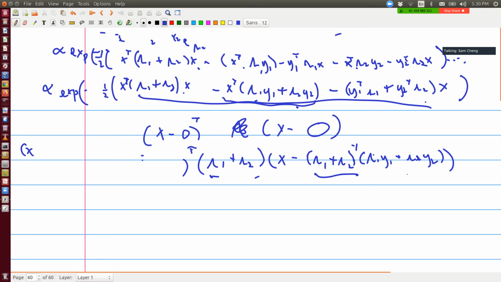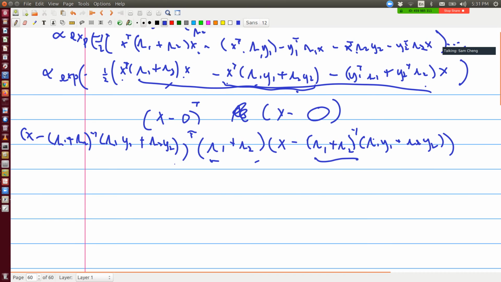So this one, hopefully I want this to be the same, right? Because in the Gaussian form, these two expressions should be the same. So if I also copy this one, it's like lambda 1 plus lambda 2 inverse, lambda 1 y1 plus lambda 2 y2. Hopefully this is my form, and hopefully this guy multiplied by this multiplied by this one gives me this term here, and you can see indeed it's okay, right?